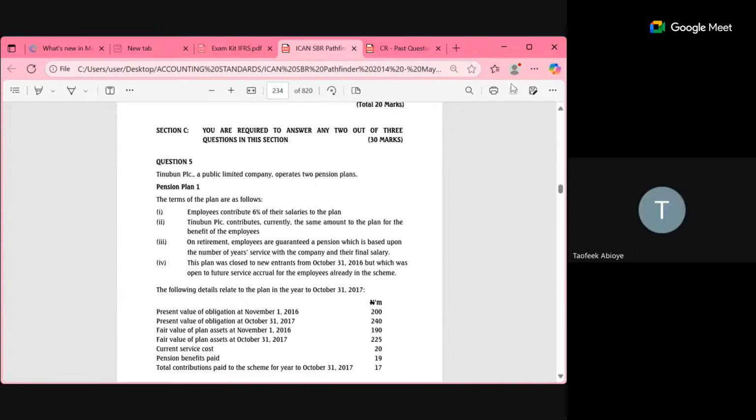So Tinubu PLC is a public liability company that does what? Which year is this, please? This is November 2017. Okay. Yes, November 2017. So let's just look at it together. This is a public liability company that operates two pension plans. Now, pension plan number 1. The terms of the plans are as follows. Are we together? Yes.